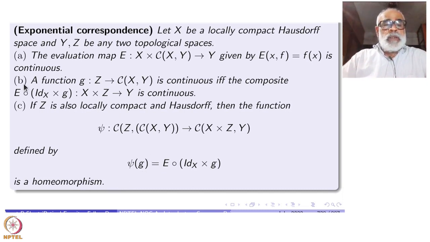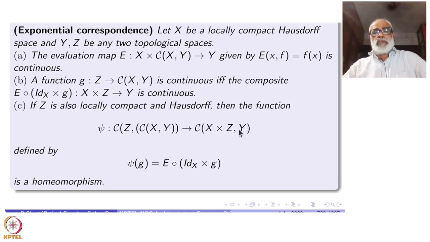Notice that by statement B, given any g here, psi of g, which is defined by this one, is continuous. You don't need the if and only if. So, psi, though it takes values actually in Y power X cross Z, is actually inside this smaller subspace. So that is why I can write like this. The statement C is much stronger, it just says that this is actually a homeomorphism. So let us go through the proofs of these things carefully, one by one.